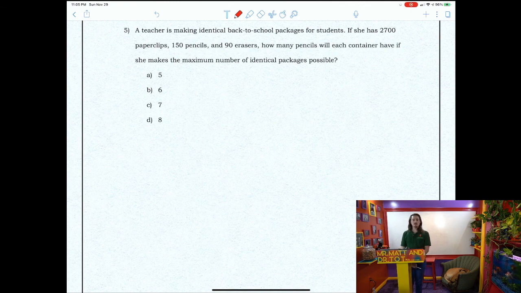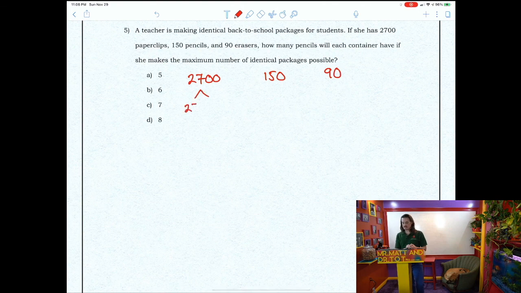So again, we're talking about taking individual numbers of items and splitting them into equal groups containing equal numbers of items. So we need to calculate the GCF here. Let's take 2,700, 150, and 90 and break them into their prime components. Any number that ends in 0 is going to be a multiple of 10. Any number that ends in 2 zeros is going to be a multiple of 100. So 2,700 will break down into 27 times 100.